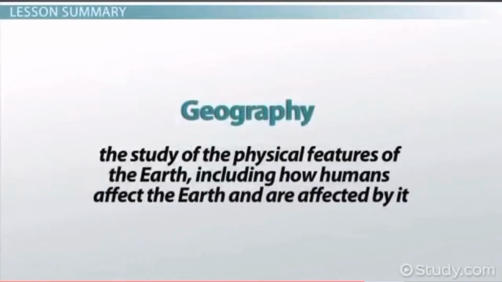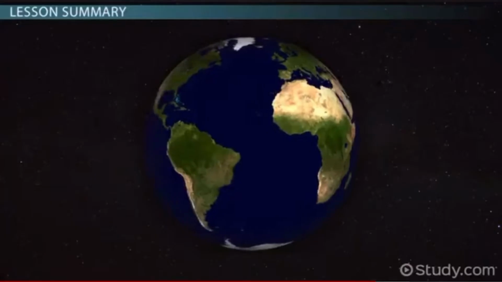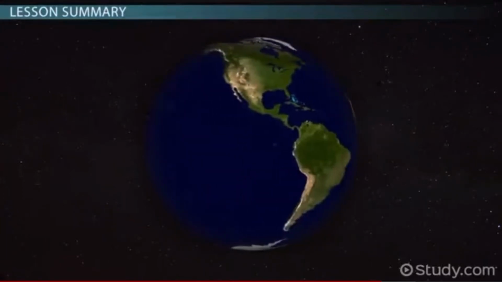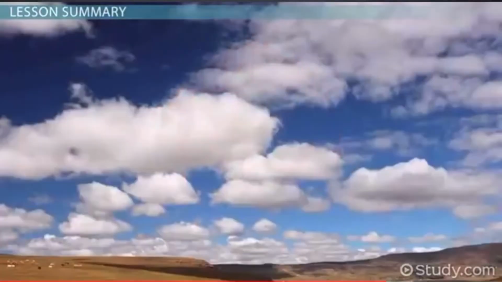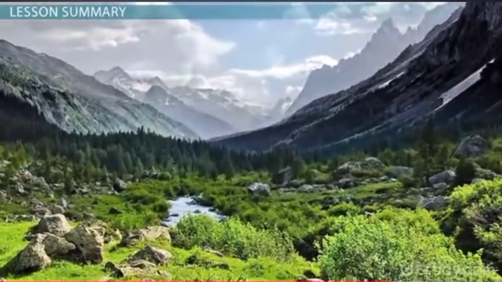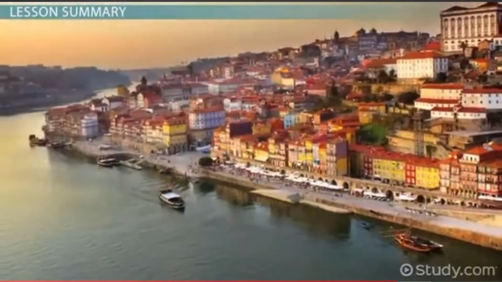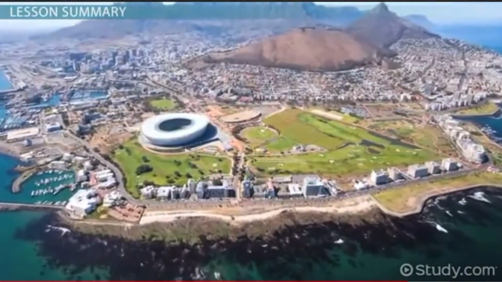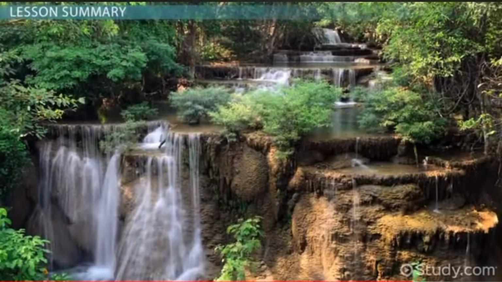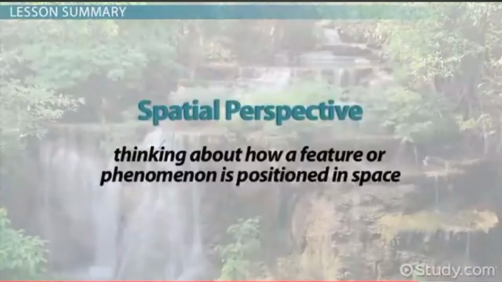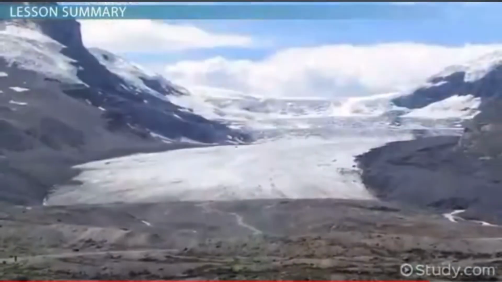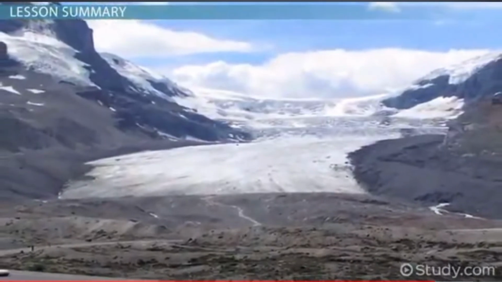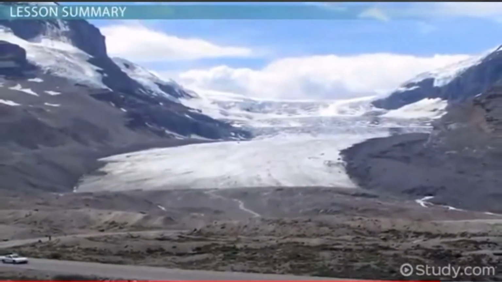Geography is the study of the physical features of the Earth, including how humans affect the Earth and are affected by it. Geography deals with physical aspects of the Earth, the composition, the layers of the Earth, the atmosphere, the plants and animals, mountains, rivers, and other landforms. But it also analyzes how humans have affected those physical features and how the arrangement of those physical features have affected humans. Whatever the topic you're studying in geography, it involves thinking about how a feature or phenomenon is positioned in space, or a spatial perspective. By concentrating on the where of the topic, we're able to gain a better understanding than if we ignored it.